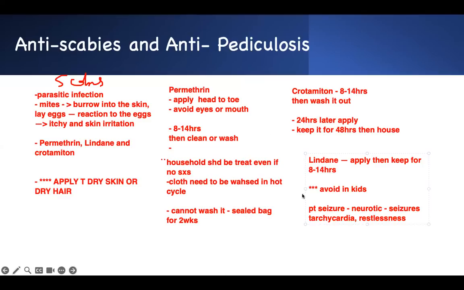So that is Lindane, and this is scabies. This is the treatment for scabies. This is everything you need. If you know this for scabies, you're good. There's no question that will mix both content and pharmacology.